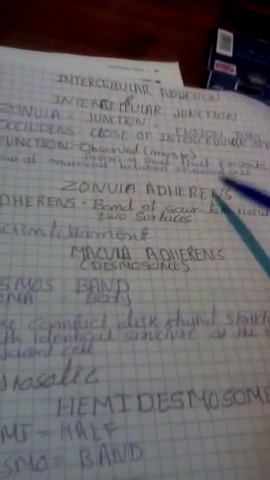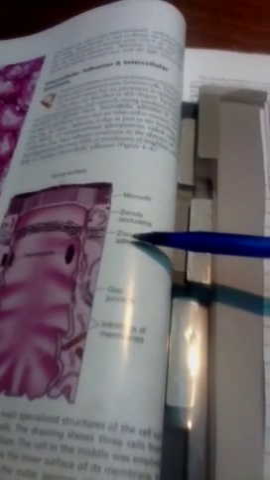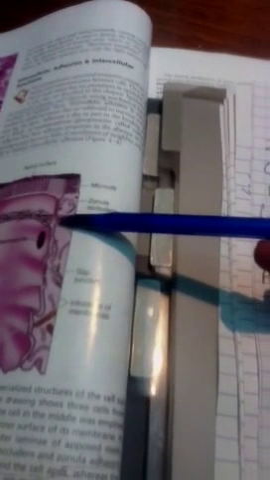Now the next junction is the zonula adherens. You can see over here the band, a little bit wider than the tight junction, or the zonula occludens. The two together, the zonula occludens and the zonula adherens, look like a ribbon.